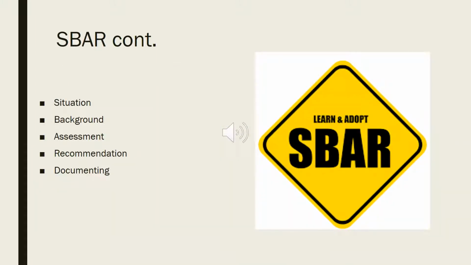SBAR is divided into 5 subheadings. The situation portion of SBAR: the person will identify themselves and the patient's age, code status, chief complaint, or diagnosis. The situation should be stated succinctly, in approximately less than 10 seconds.